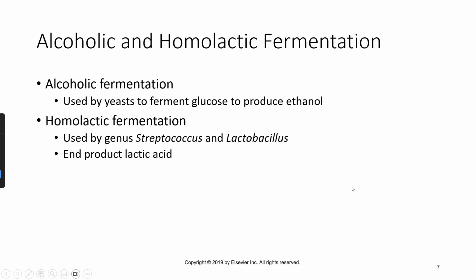Homolactic fermentation is used by Streptococcus and Lactobacillus. The end product is lactic acid. If you think about producing yogurt, you get milk, you throw some Lactobacillus in there, and that Lactobacillus is going to consume the products within the milk and produce lactic acid. And that lactic acid makes the proteins clump, and that clumping of the protein is what you see with the yogurt.